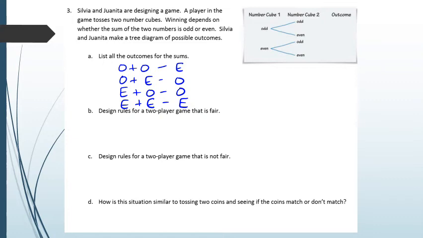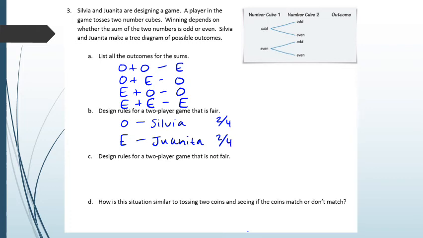Well, I could tell someone that they get a point if they get an odd sum or an even sum. So for example, maybe Sylvia gets a point if there's an odd sum, Juanita gets a point if there's an even sum. They both have the same chances of winning, 2 out of 4, so I know that that's a fair game. What about a game that's not fair?